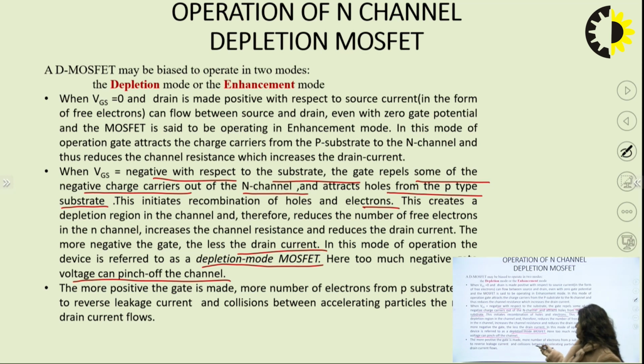The more positive the gate is made, the more electrons from the P substrate, due to reverse leakage current and collision between accelerating particles, and more drain current flows. So whenever you apply a positive voltage, there will be attraction of electrons towards the gate, and a flow of drain current starts.